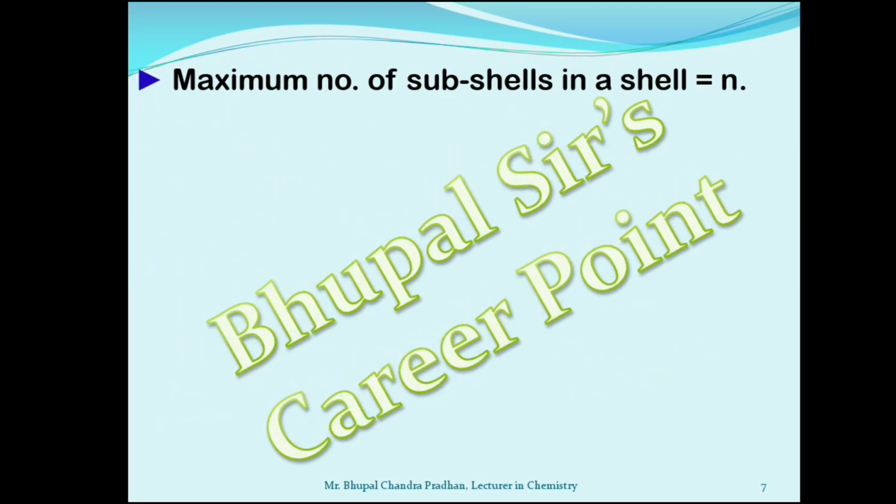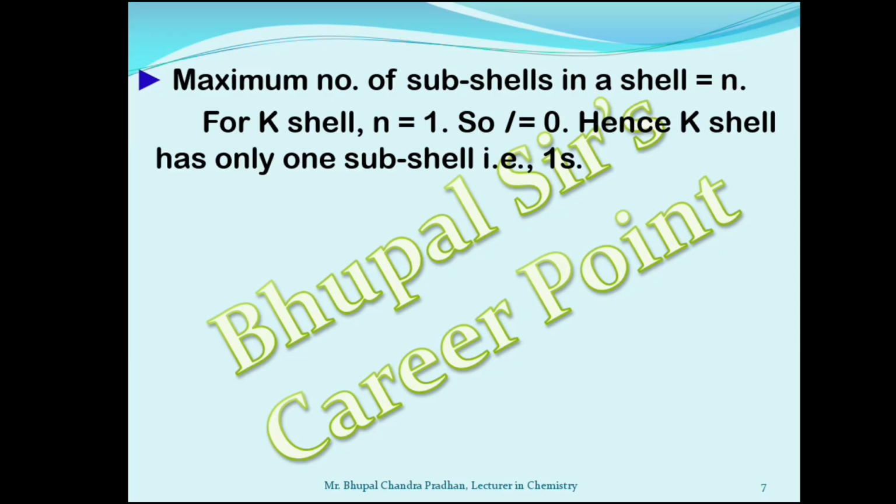Now, the maximum number of subcells in a cell is equal to n. For K cell, n is equal to 1, so l is equal to 0. Since only one l value is there, K cell has only one subcell, which is named 1s.